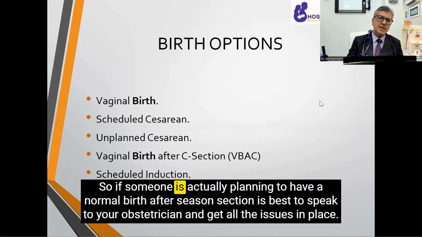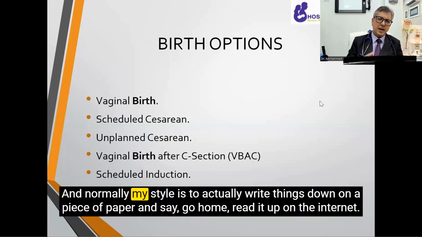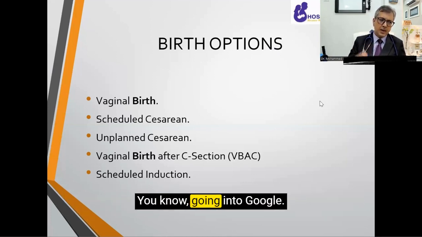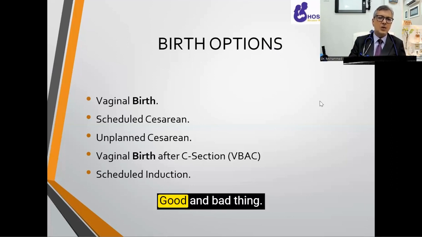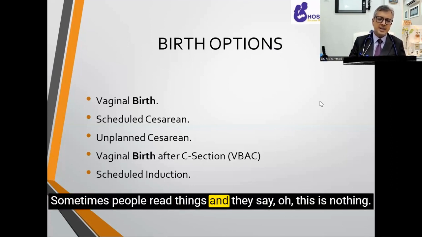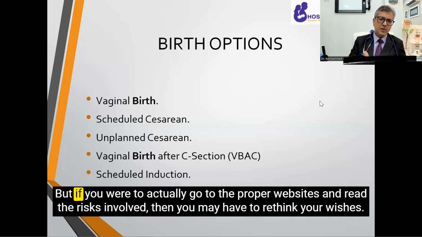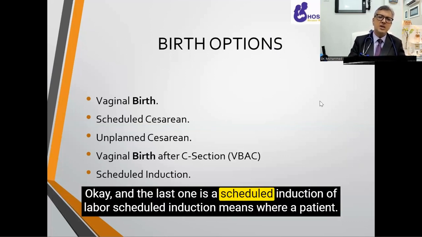So if someone is planning to have a normal birth after cesarean section, it's best to speak to your obstetrician and get all the issues in place. Normally my style is to write things down on a piece of paper and say, go home, read it up on the internet. Going into Google is a good and bad thing. Sometimes people read things and they say, oh, this is nothing. But if you go to the proper websites and read the risks involved, then you may have to rethink your wishes.